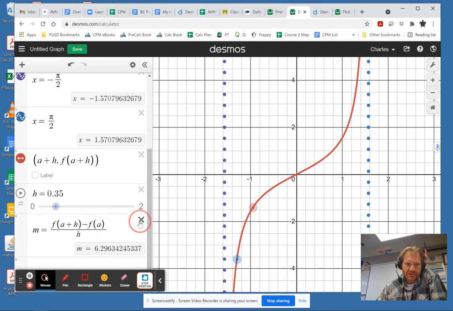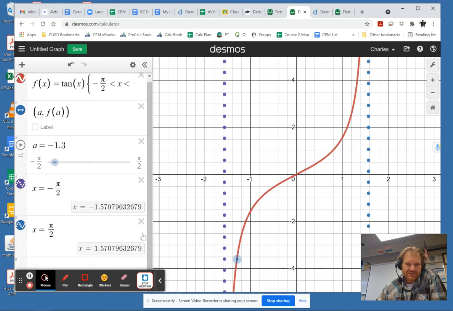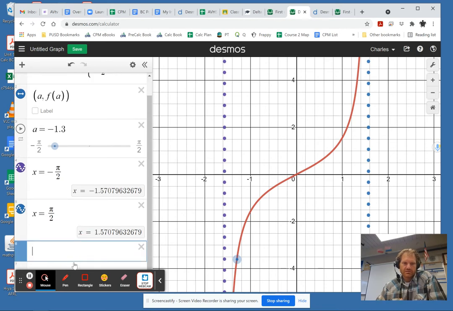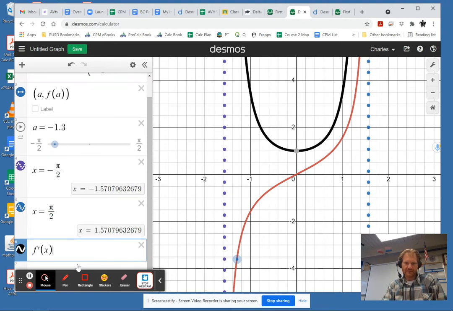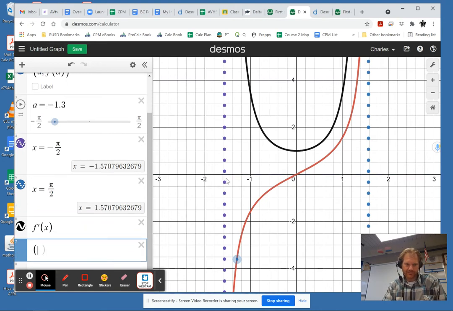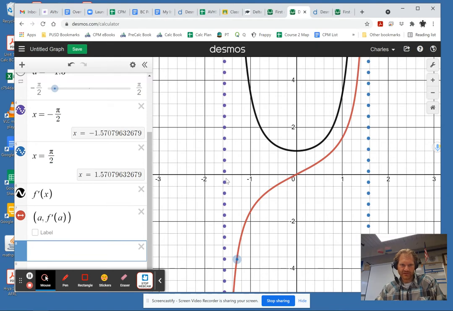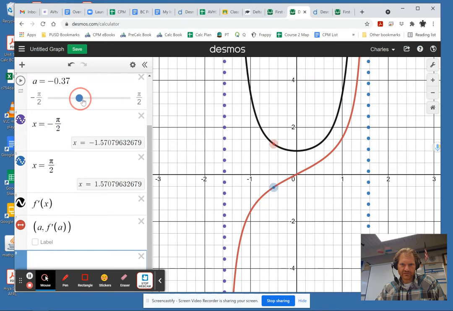I hope this doesn't bother you, but I'm going to get rid of all this stuff because now we have something easier that's called the derivative. And Desmos is really good. If I just want to graph the derivative, this is the derivative of the tangent function right here. This thing is pronounced f prime a lot of times. So if I think of a comma f prime of a, let's see if I move a around at any point.